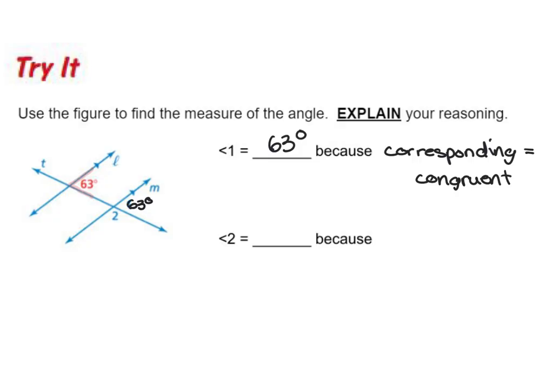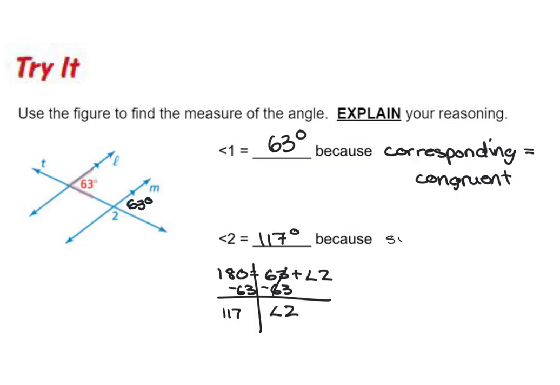And then angle number 2 we can figure out by setting 180 equal to 63 plus angle 2. Take away 63 from both sides. So angle 2 then is 180 minus 63, which is 117 degrees. And it's 117 degrees because of supplementary angles.